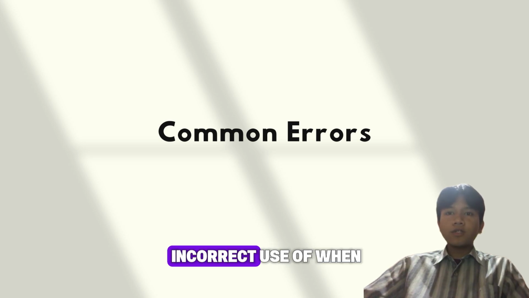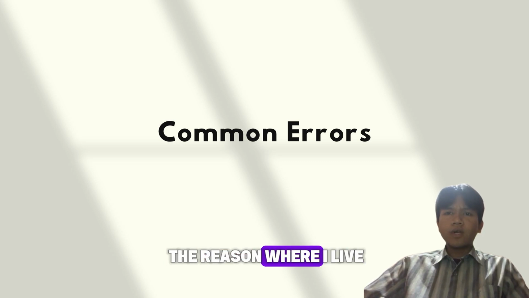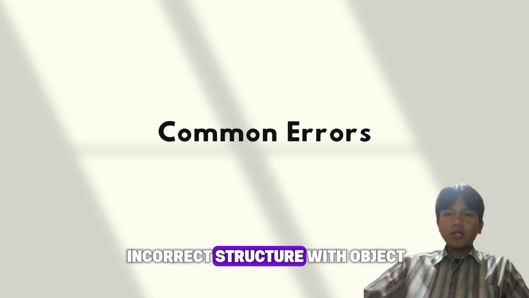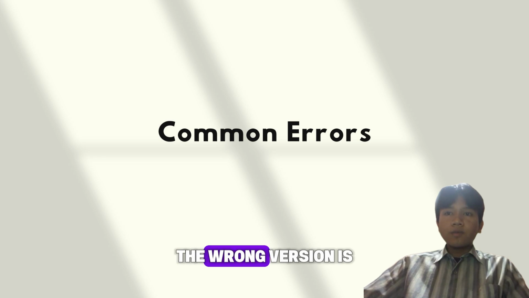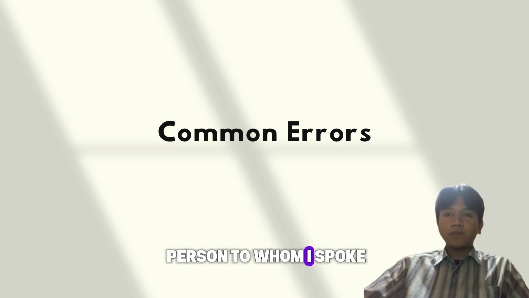The second one is incorrect use of when or where. When is used for time and where is used for place. The wrong example is the reason where I left. It's wrong. So the right one is the reason why I left. The next one is incorrect structure with object of preposition in formal style. The wrong version is the person who I spoke to, and the right one is the person to whom I spoke.